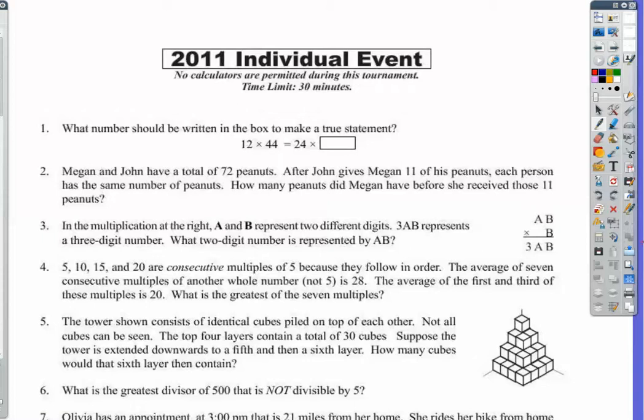All right, 4. 5, 10, 15, and 20 are consecutive multiples of 5 because they follow in order. The average of 7 different consecutive multiples of another whole number, not 5, is 28. So I know I have 1, 2, 3, 4, 5, 6, 7 numbers, and I know that this is 28 because that's the average. And since they are consecutive multiples, I know that the median is going to be the average. This is the median. But I don't know what the multiple is, so I can't fill in the table. So I need to read more, or fill in my blanks.